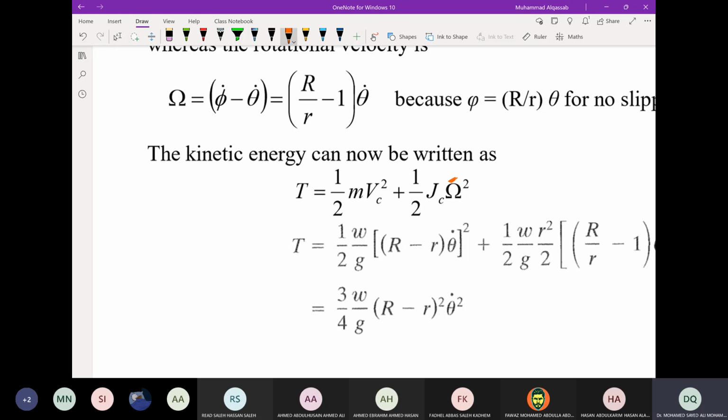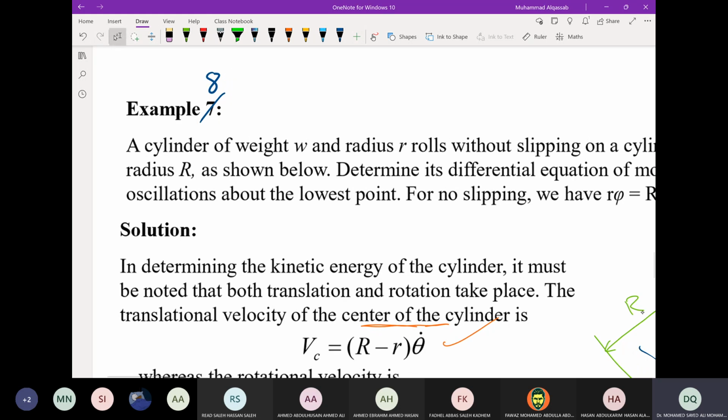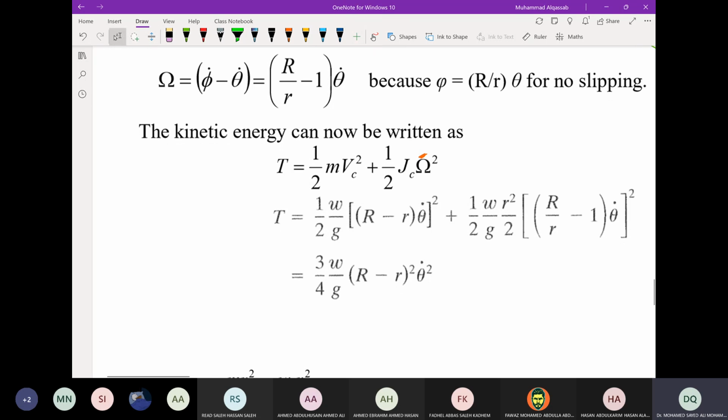Now regarding the parameters given in the question, we have the weight and the radius of the cylinder. There is no m, so W equal to mg, and we should use W because W is given, that is m equal to W over g. So in terms of the given parameters, the mass is W over g. And VC squared is (R minus r) theta dot all squared, plus W over g times r squared over 2.